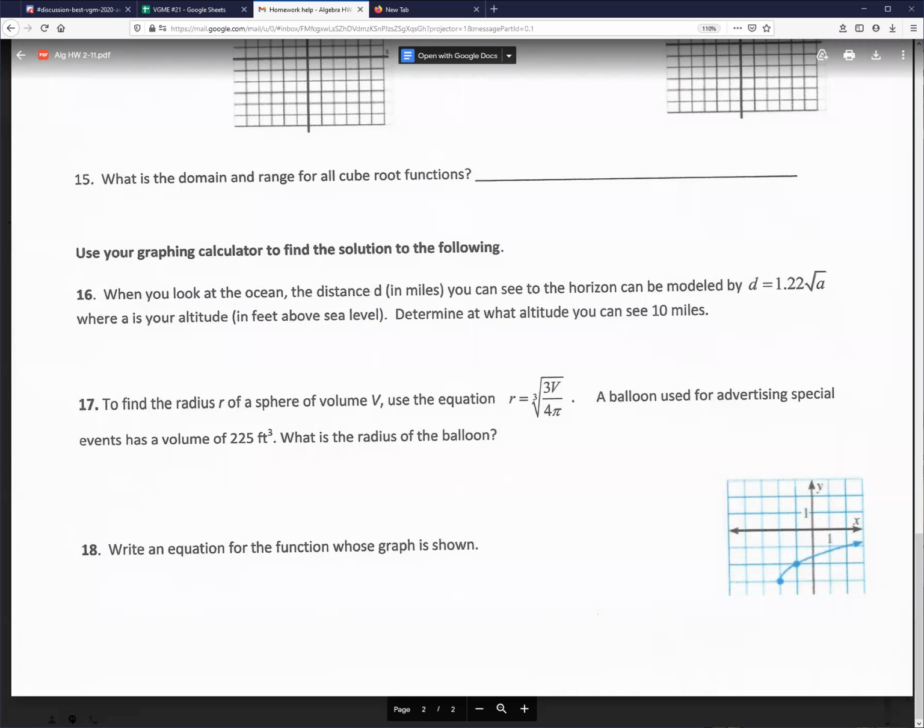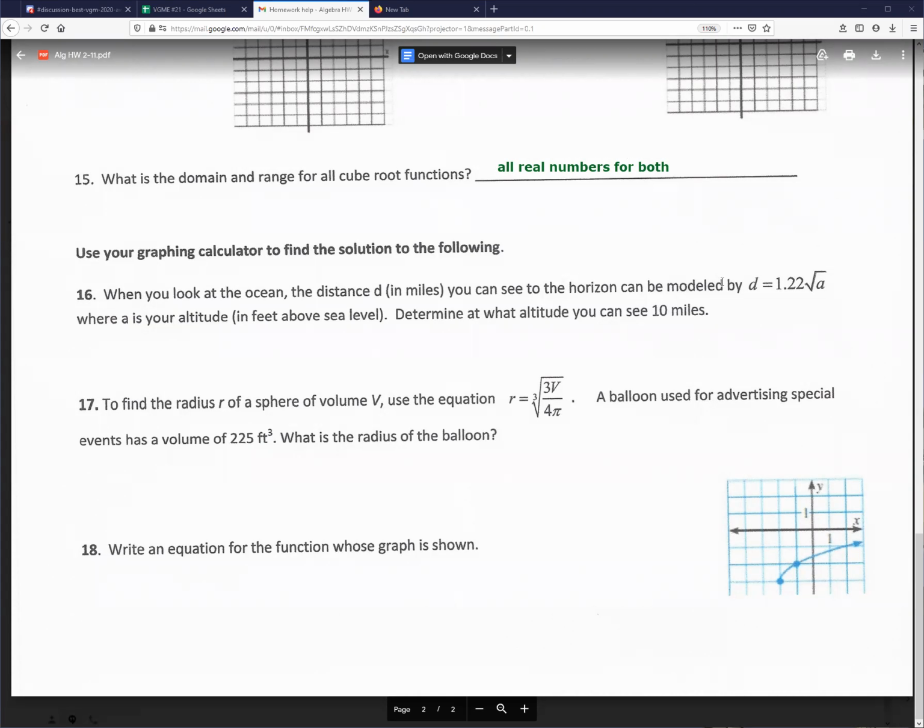What is the domain and range for all cube root functions? I actually answered that before. All real numbers for both. Because you can plug in an infinity and have it not mess anything up. You can plug in a negative infinity and have it not mess up, and you will get positive infinity and negative infinity respectively.